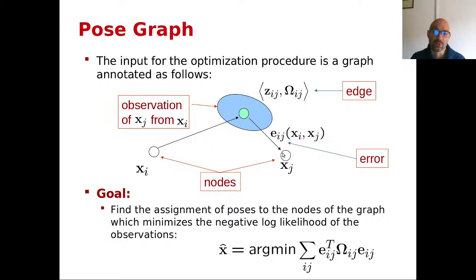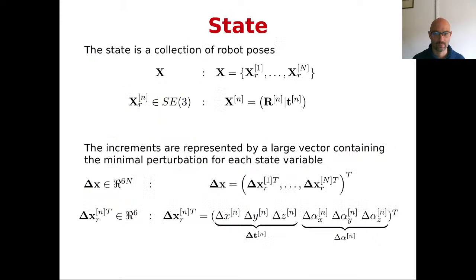Then if I give you a position xj, you could immediately tell me the error of this measurement, because it's the difference between the prediction and the observation. Let me call this vector here eij. Okay, could also be the other way around. Now, the goal of a pose graph is to find the assignment of poses to the nodes that minimizes the negative log likelihood of these observations that are now SE3 or SE2 observations that encode the relative position between two local maps.